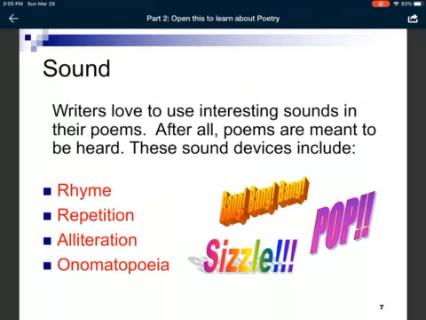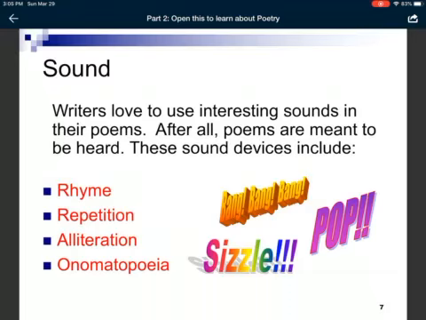Sound. Writers love to use interesting sounds in their poems. After all, poems are meant to be heard. These sound devices include rhyme. A lot of poems you're going to see use rhyme. Like the first couple of sets of poems I'm going to be teaching you, they use rhyme.